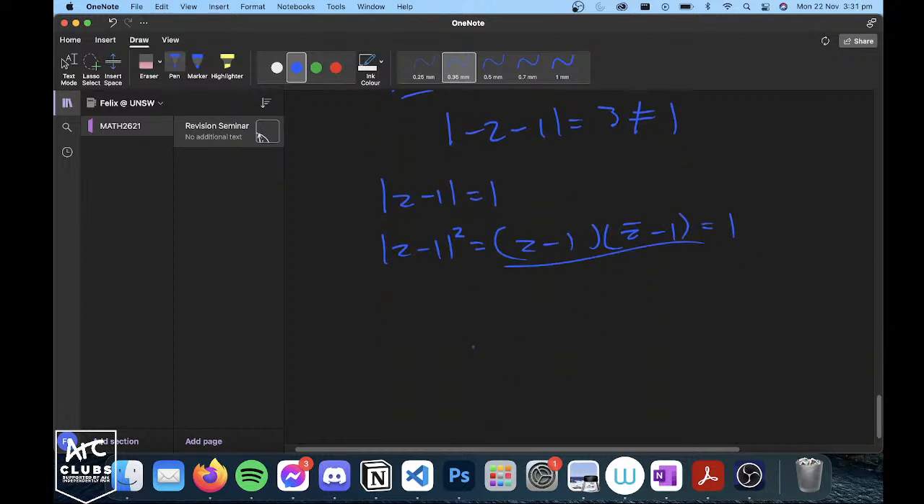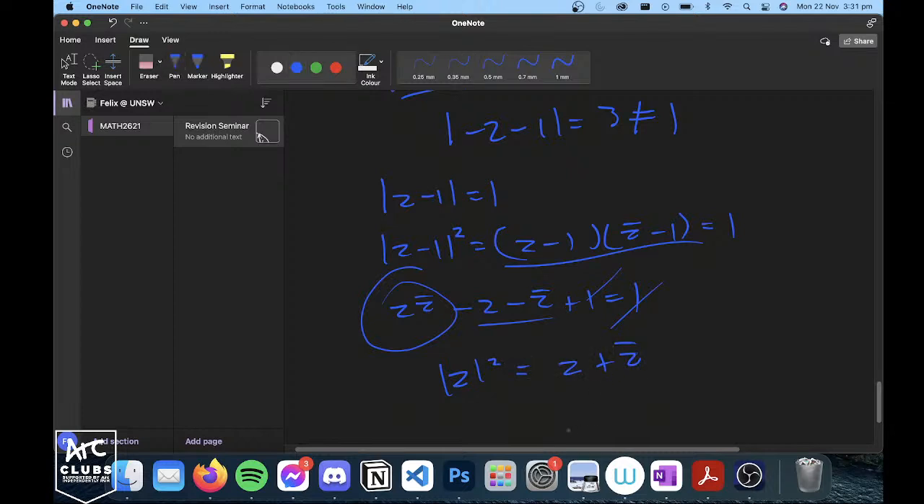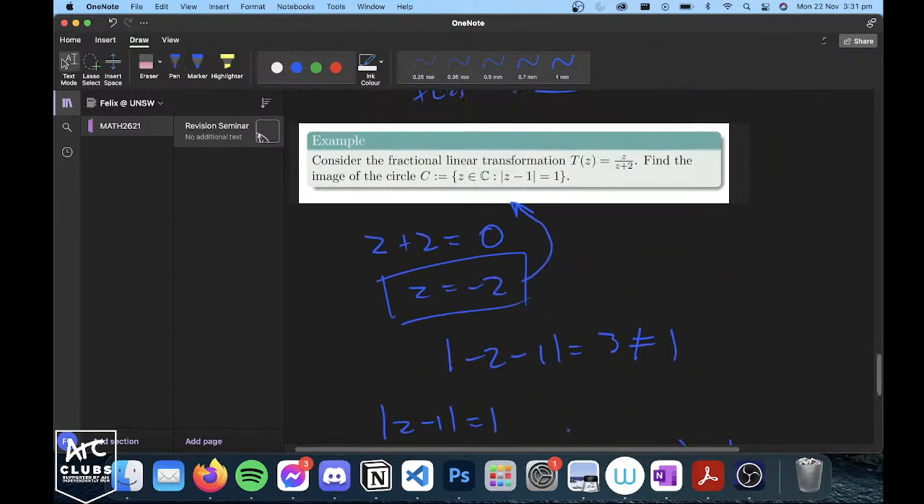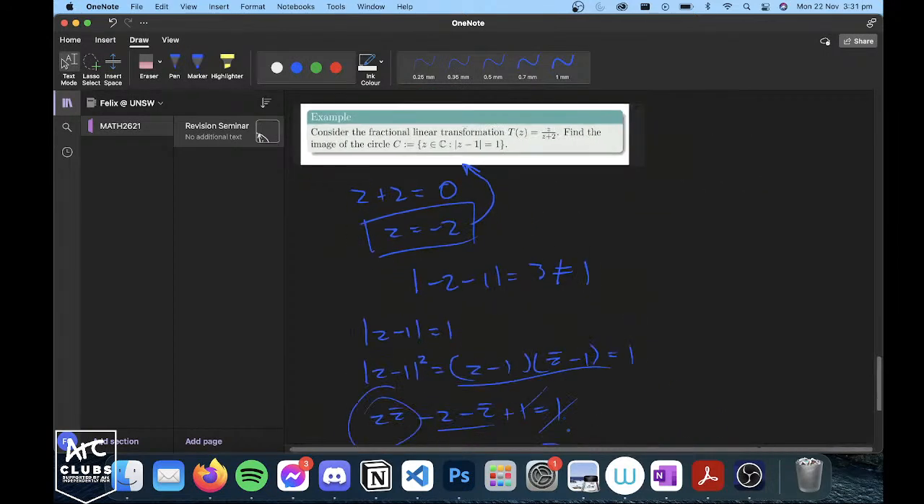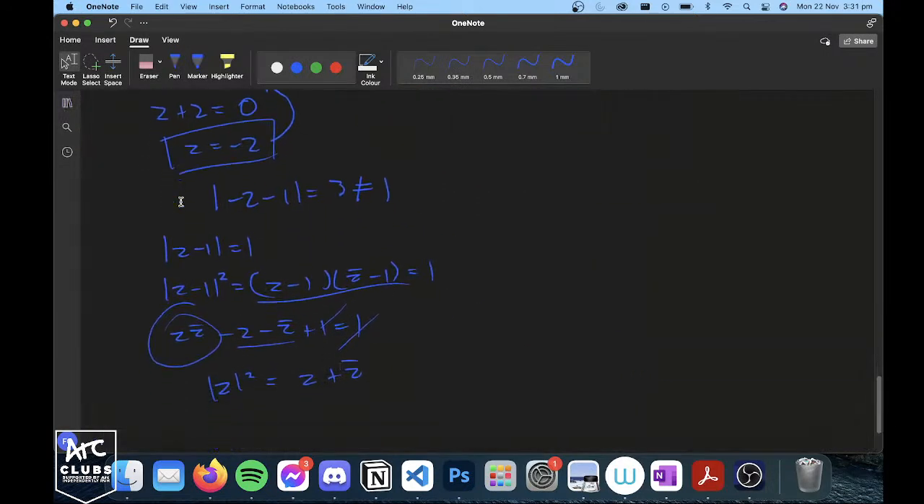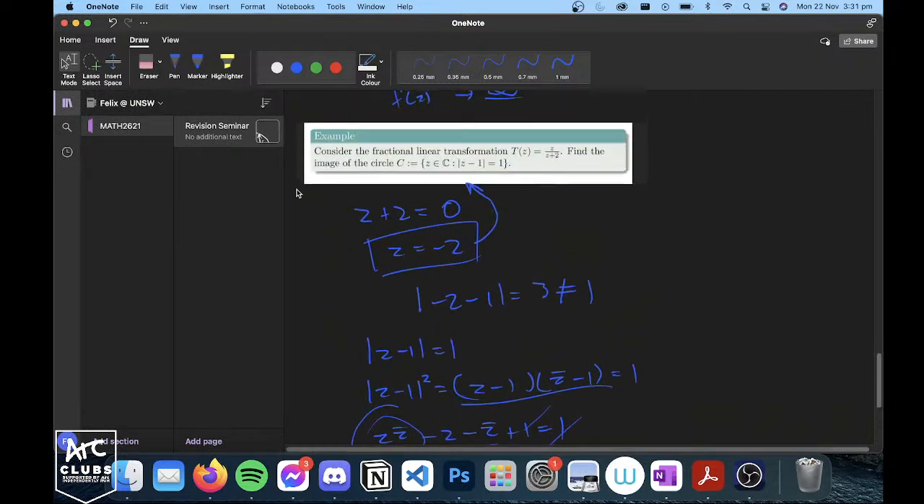If we expand this, we get z times z conjugate minus z minus z conjugate plus 1. With some simplification, this turns into the mod of z squared, get rid of this 1, and this is just z plus z conjugate on the other side. So that would be |z|^2 equals z plus z conjugate. And this is a useful result that we're going to use a bit later, okay? I can get rid of this.